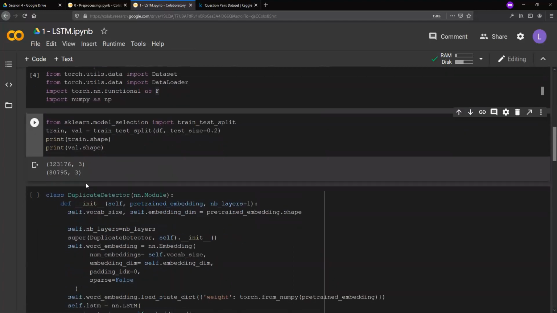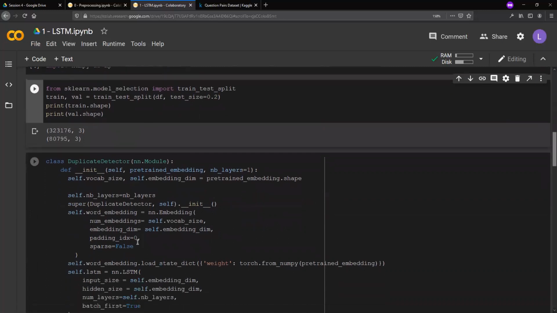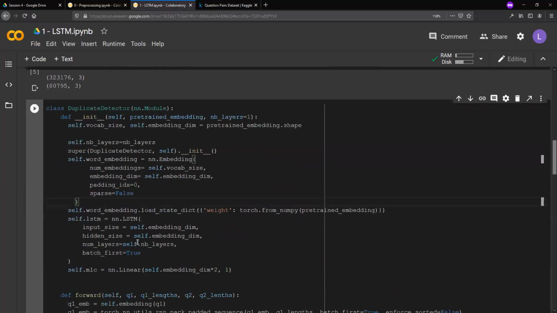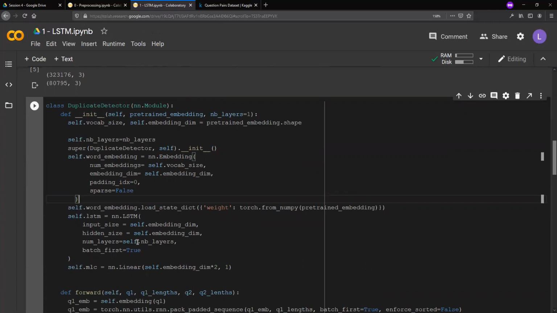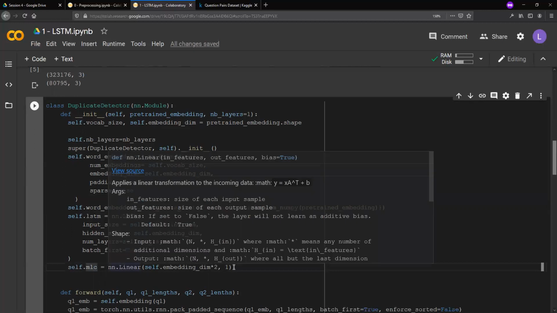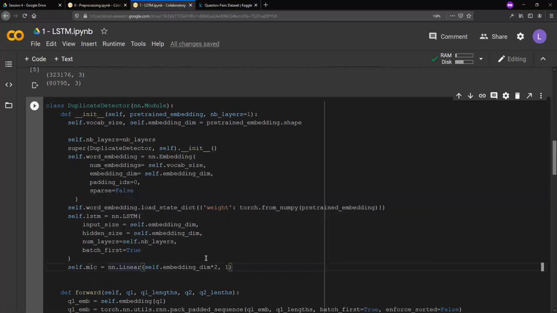And we see that they're all the same dimensions. Now, to define the model, what we're doing is just using one LSTM to process question 1 and question 2 to find a latent representation for each sentence. And then we will feed those latent representations to a multi-layer classification layer that generates a binary classification output with a sigmoid activation.